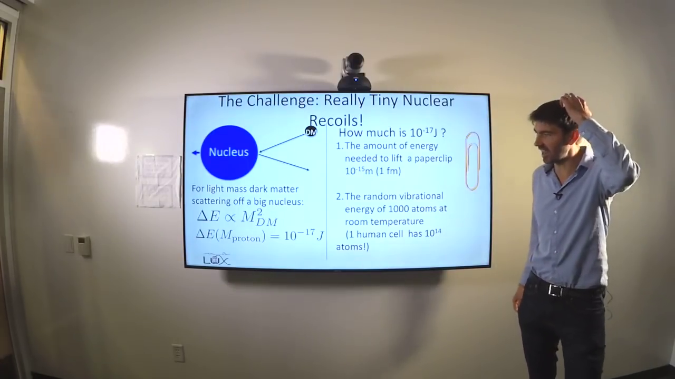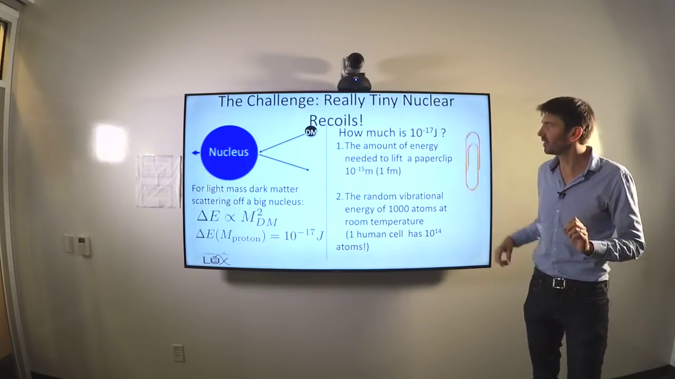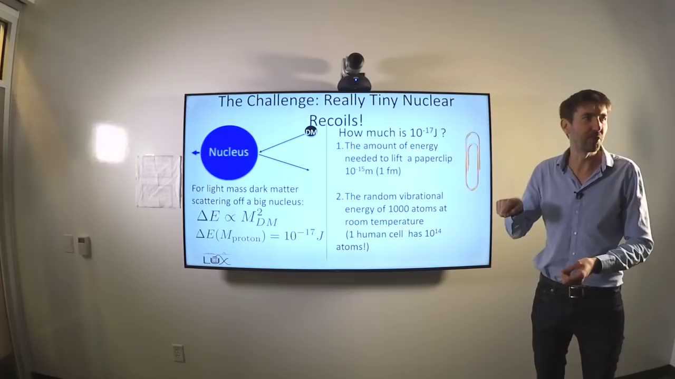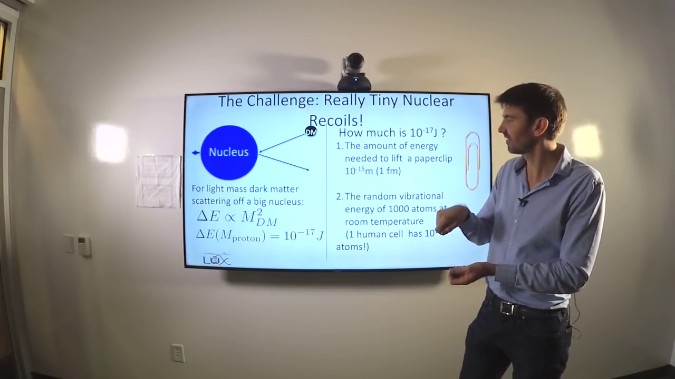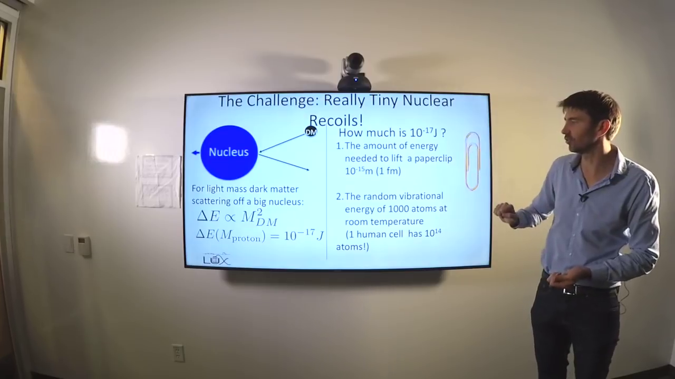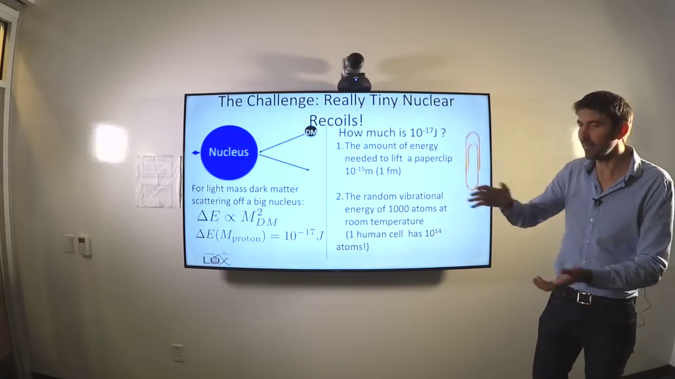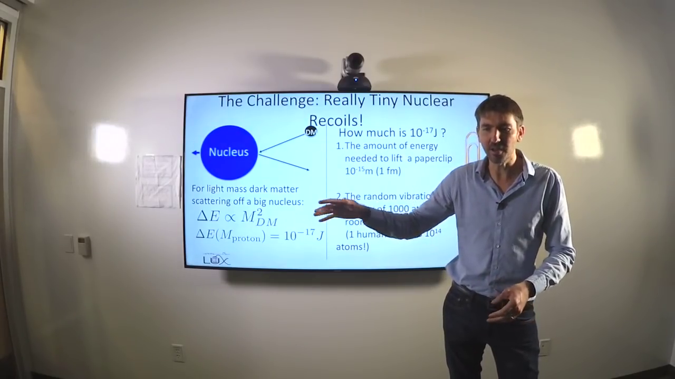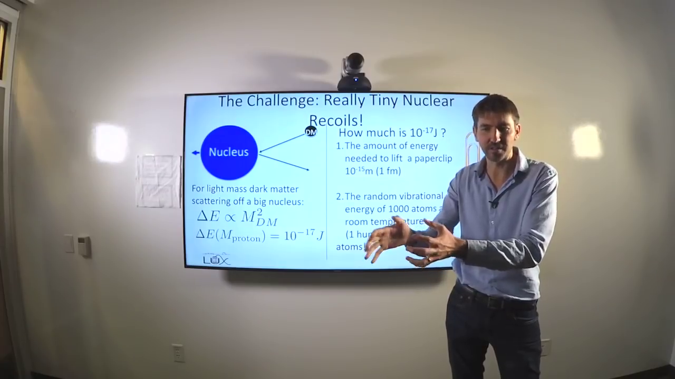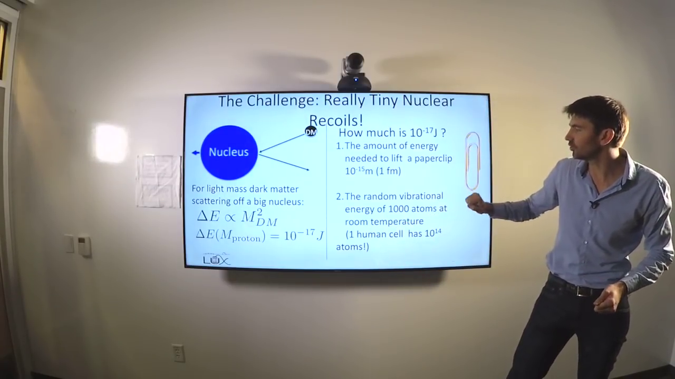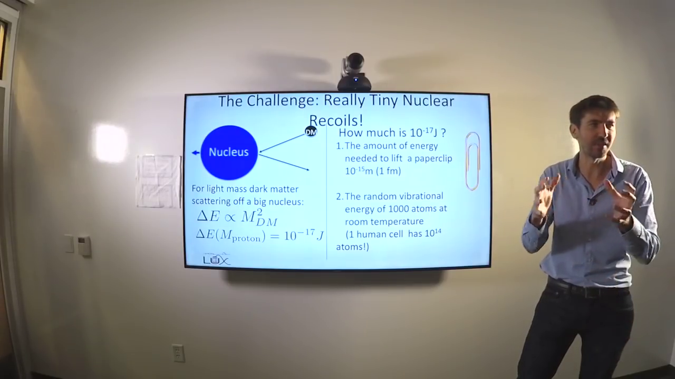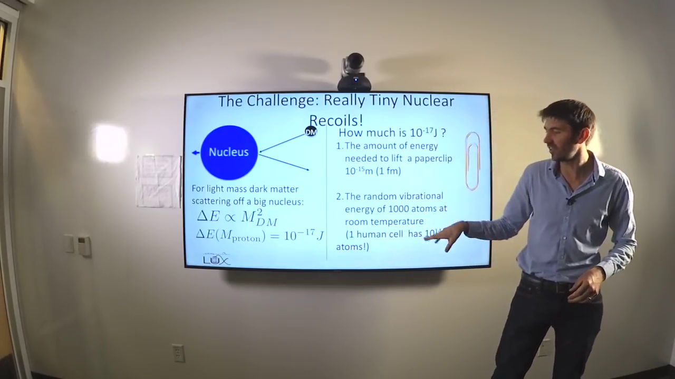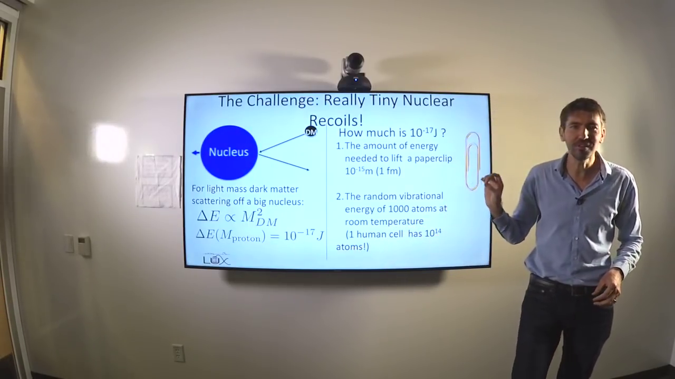for you to understand how small 10 to the minus 17 joules is, we can do a few things. So imagine taking a paper clip and lifting it up a femtometer. So that's 10 to the minus 15 meters. That's 10 to the minus 17 joules. Another one you can think of is this is the amount of random kinetic energy. Everything in the world is at room temperature, and if you think about it on a microscopic scale, everything is vibrating a little bit. And 10 to the minus 17 joules is the amount of energy that 1,000 atoms have in their vibrations. And just to set the scale of how small 1,000 atoms is, one human cell has 10 to the 14 atoms. So this is just really small.